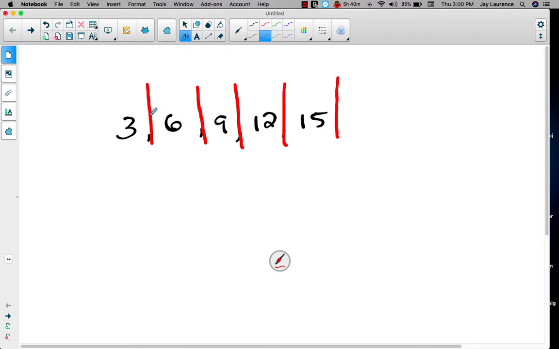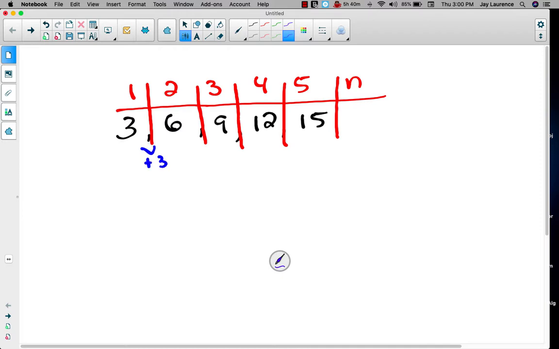So I'm going to make my input-output table. I'm looking for the nth term. Okay, so I need 1, 2, 3, 4, 5, and then n. Now, it's pretty obvious to you that it's plus 3 every time, right? Plus 3 every time. Plus 3. So that means it's linear, and it's going to be a 3n.